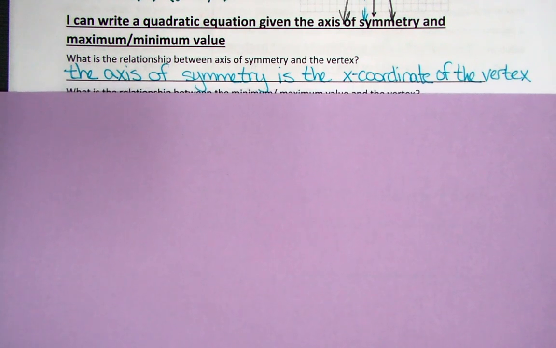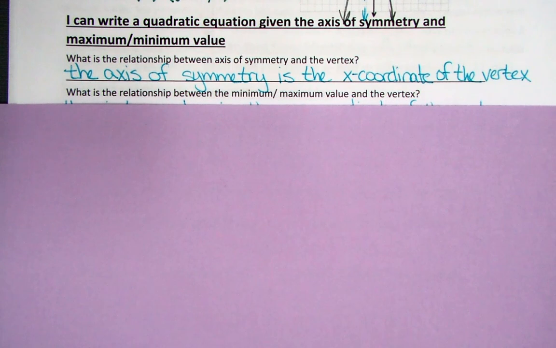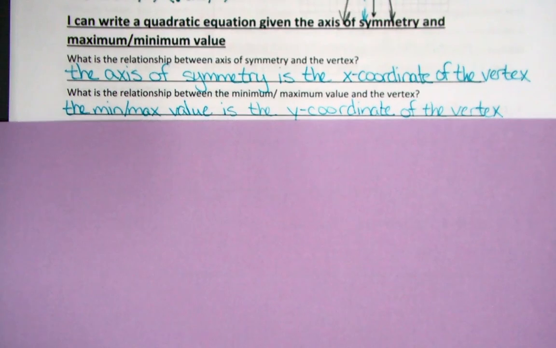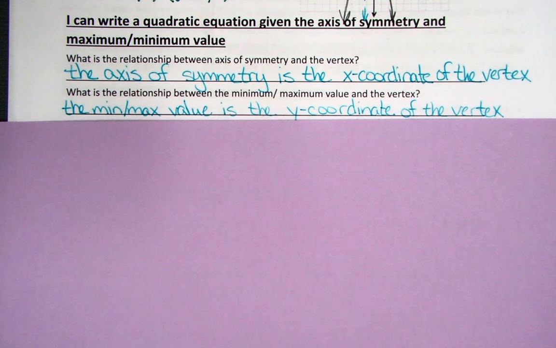There's a similar relationship happening between our minimum or maximum value and the vertex. The minimum or maximum value turns out to be the same as the y-coordinate of our vertex. So if we had a minimum value at 3, then the y-coordinate of our vertex would be something comma 3.